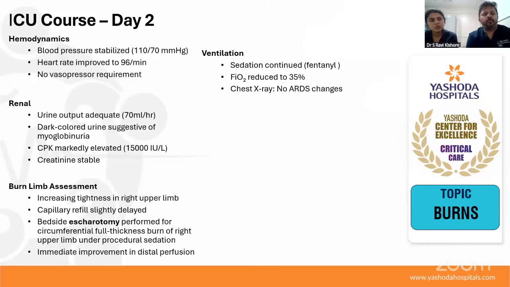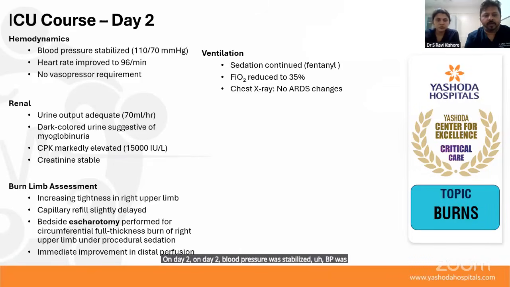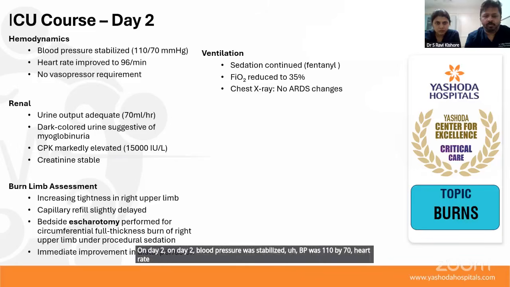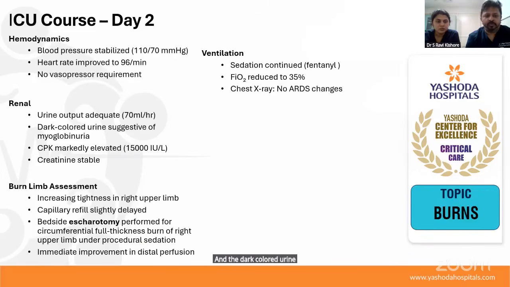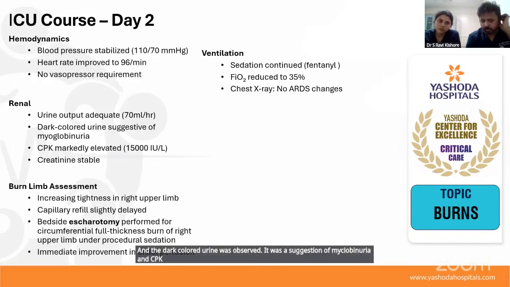On day two, blood pressure was stabilized. BP was 110/70. Heart rate improved to 96 per minute. No vasopressor requirement. Urine output is adequate, and dark colored urine was observed, suggestive of myoglobinuria, and CPK levels were elevated to 15,000. Creatinine was normal.